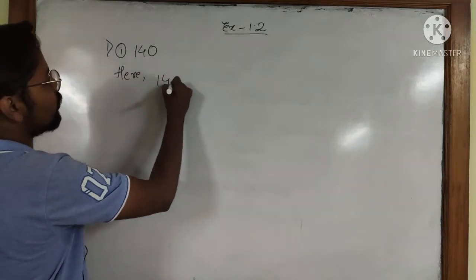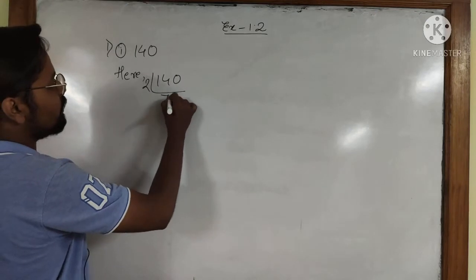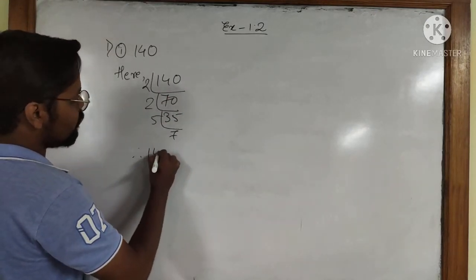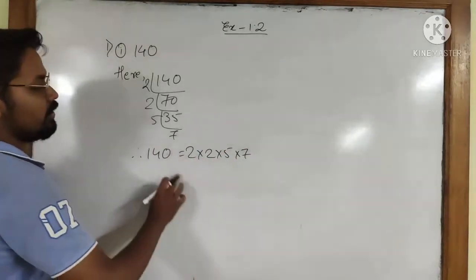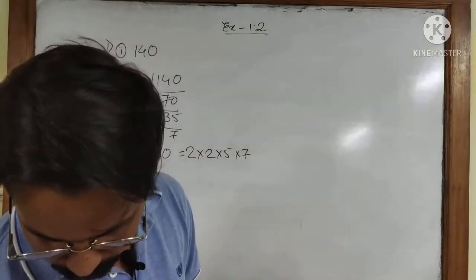So here 140, all of you have done this from your junior classes. So it will be 2, 70, 2, 35, 5, 7. So therefore 140 will be equal to 2 into 2 into 5 into 7. So these are the products of the prime factors. Done. Let's do one more if you want.